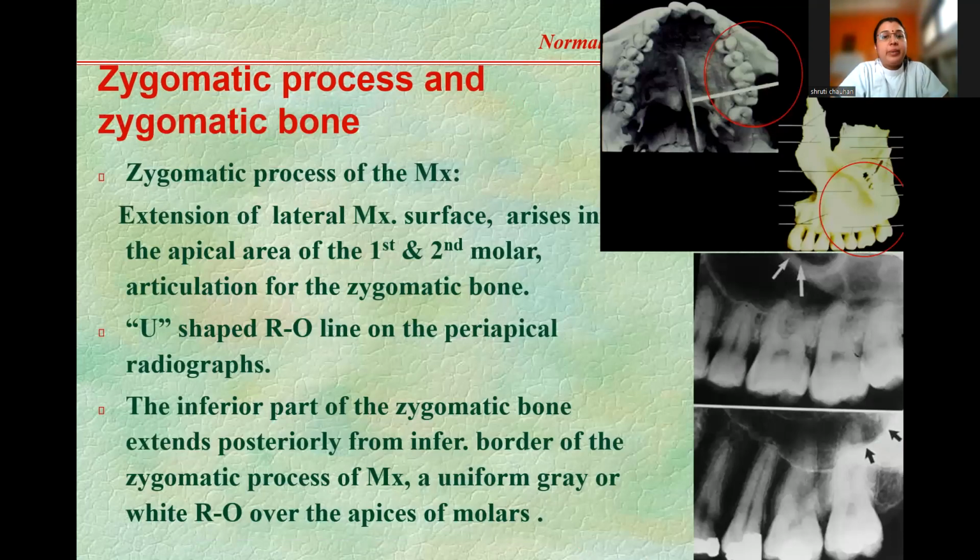Okay, now we're talking about the zygomatic process of the maxilla. Extension of the lateral maxillary surface arises in the apical region of the first and the second molar, and it's the articulation for the zygomatic bone. Now, how does this appear? It appears as a U-shaped radiopaque line on periapical radiographs. Right? Inferior part of the zygomatic bone extends posteriorly from the inferior border of the zygomatic process of maxilla, a uniform gray or white radiopacity over the apices of the molars.